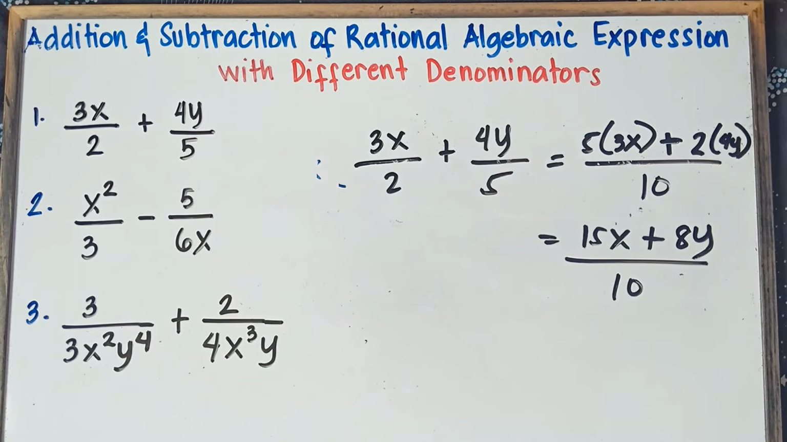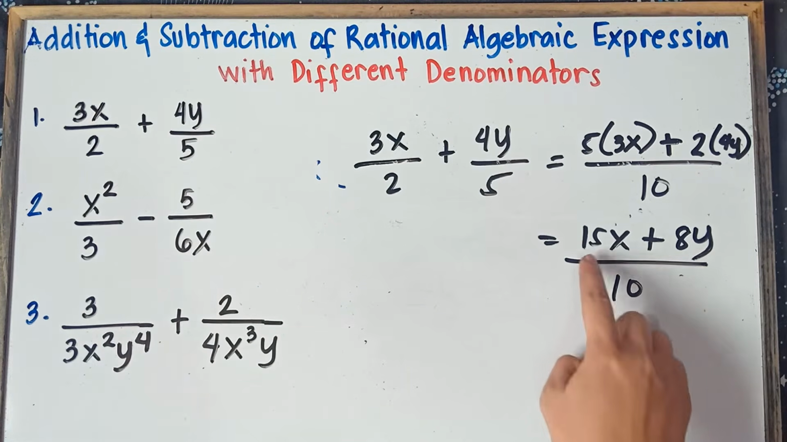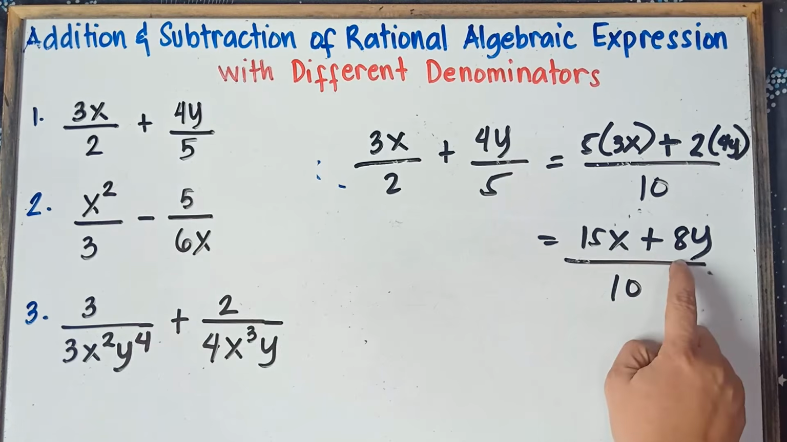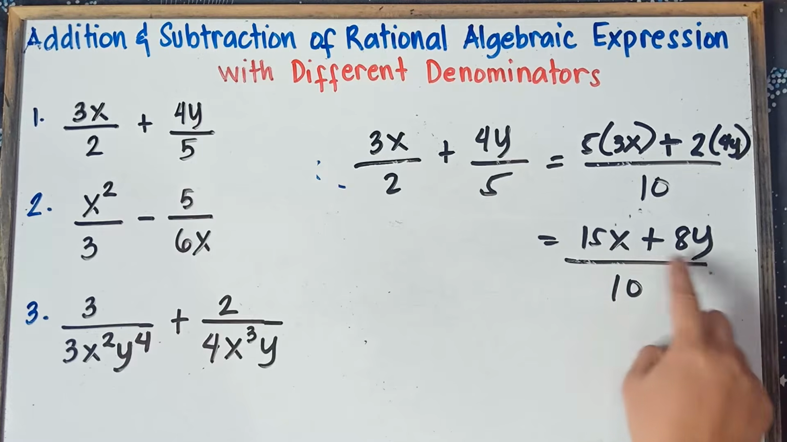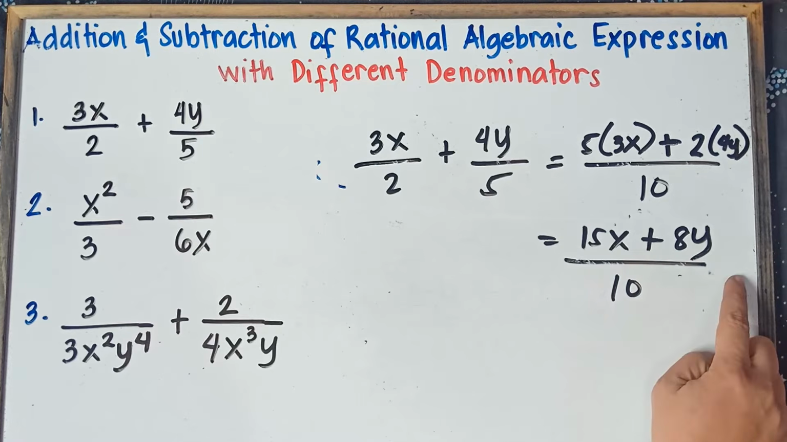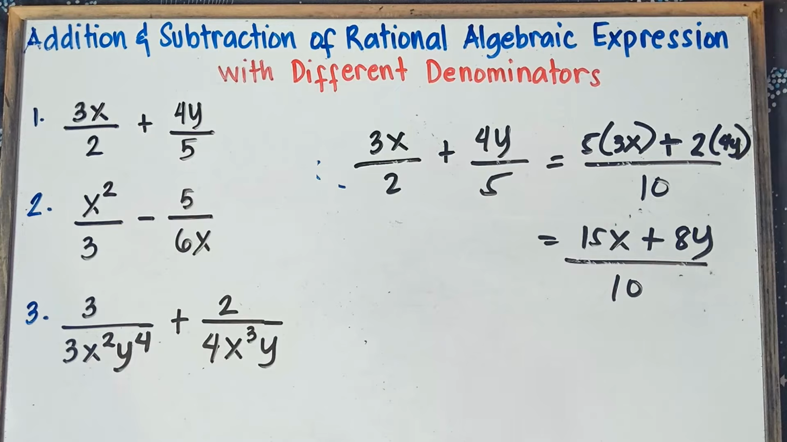Alright, so can we simplify with regards to the numerator? Can we factor out 15 and 8? Nope. There's no common factor. That's only 1. So we cannot factor this out. For the variable x and y, different letters, so we cannot factor this out. So therefore, class, this will be our final answer with regards to example number 1. Easy as that, class.